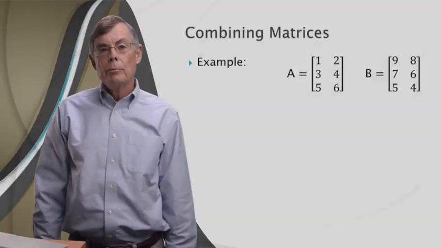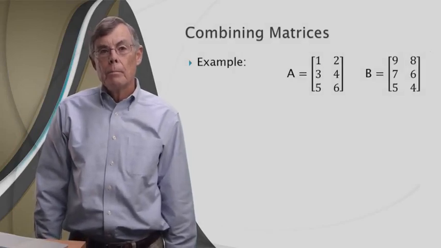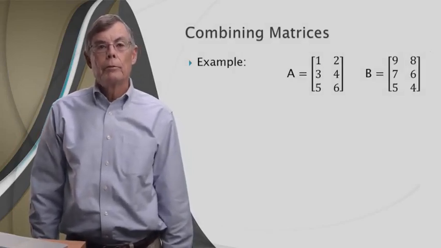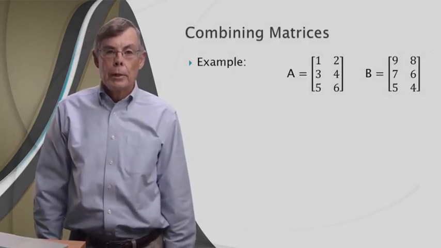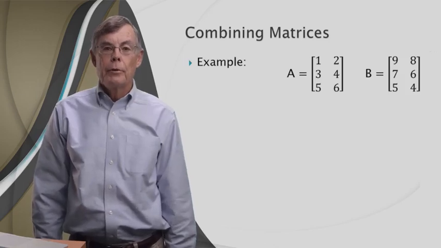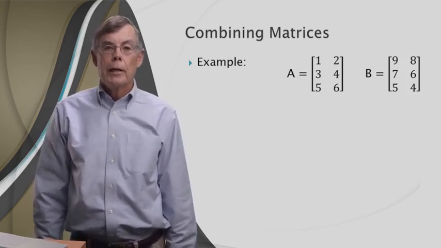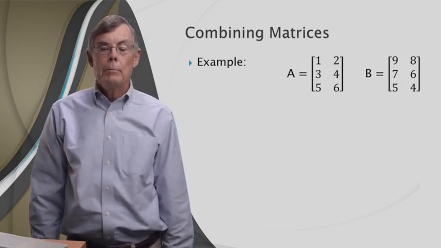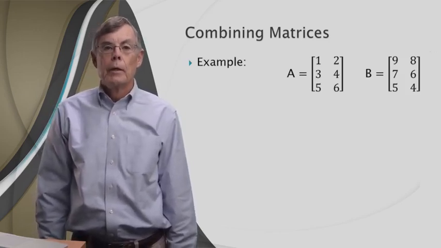Well, we've learned how to change a matrix. Now we're going to learn how to combine matrices to make a new matrix. First of all, we're going to explain what the combination of matrices means. We've got an example here of two matrices, A and B. You can see them there.